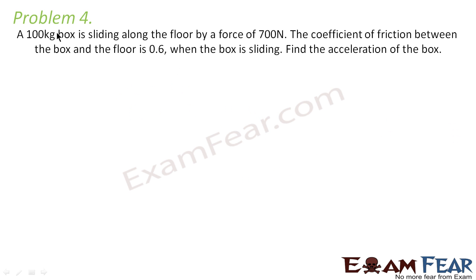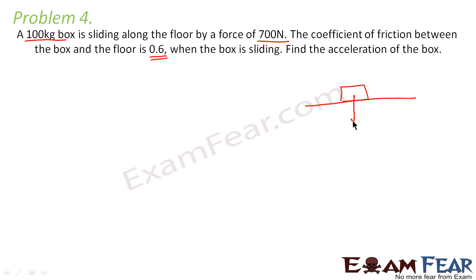Let us look at the fourth problem. A 100 kg box is sliding along the floor by a force of 700 Newton. So let us say this is a 100 kg box and this is the floor. The coefficient of friction between the box and the floor is 0.6 when the box is sliding. Find the acceleration of the box. So that means the box is already sliding on the floor. The box is already in motion.